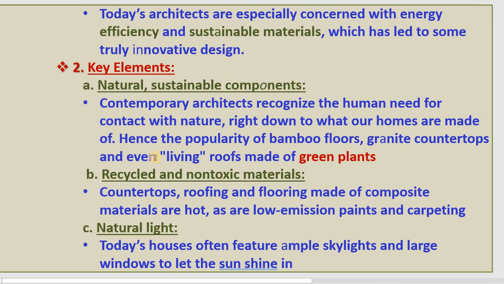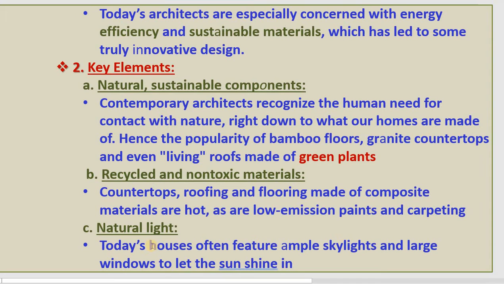And in California they call that CALGreen, which stands for California Green. So we need 2 sheets to show the CALGreen you use for your house. You need to support something and make sure that it passes with CALGreen, energy safe in California. Number 2 is recycled and non-toxic material. Lots of the material right now, for example countertop, roofing, or flooring, they make from composite material, and use low emission paint and carpeting.